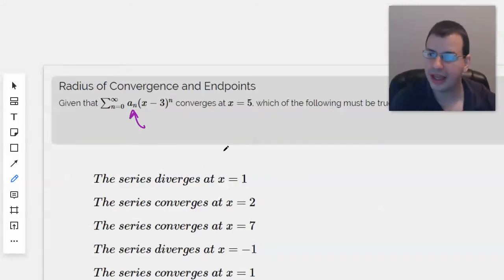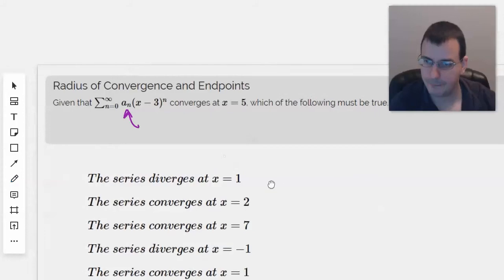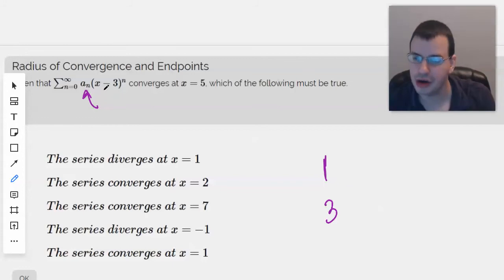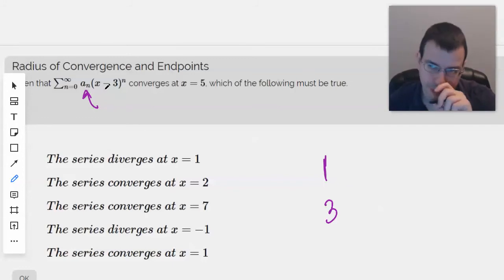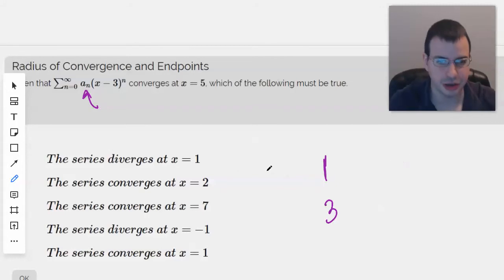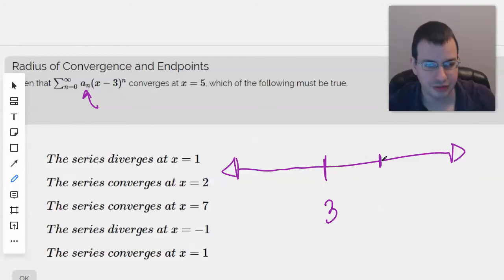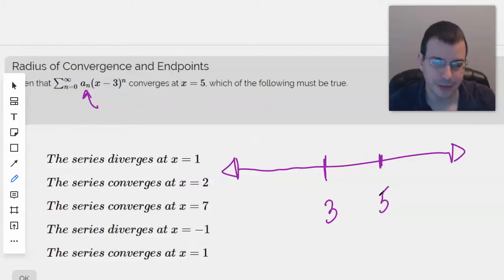So the idea here then is we're told that we have 3. So we know that it's centered at 3. So this is our, not timeline, but number line. And we have 5, we know it converges at 5.